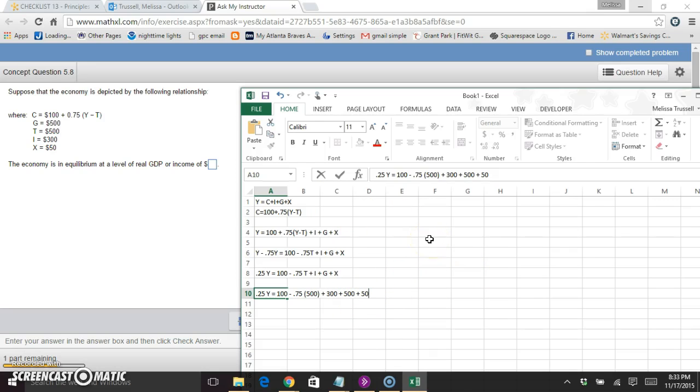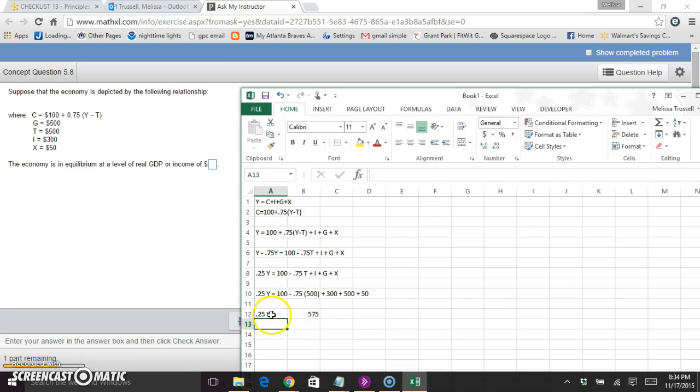So now we can just solve this equation for Y, which luckily, since we're in Excel, Excel can do this math for me. I don't even have to pull up a calculator. So I'll tell Excel, equals 100 minus 0.75 times 500 plus 300 plus 500 plus 50. And Excel tells me that the right-hand side of my equation is 575. But I still have the left-hand side of my equation, which is 0.25 Y equals that 575, right?